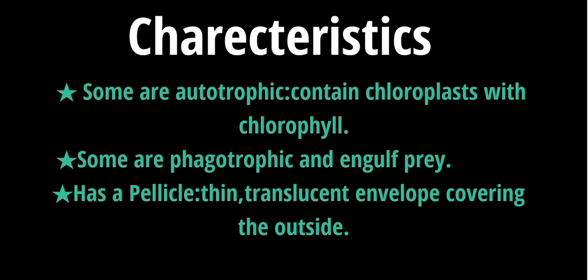Next, we will discuss the characteristics of Euglenozoa. Some are autotrophic, containing chloroplasts with chlorophyll. Some are phagotrophic and engulf prey. They have a pellicle, a thin, translucent envelope covering the outside.